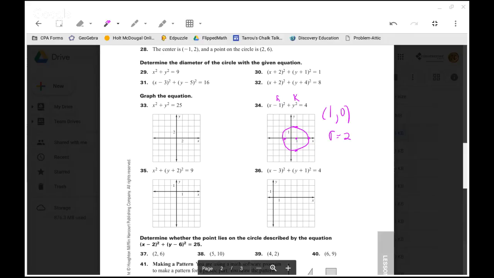Okay, 27. Let me see if I can find what section that's from.